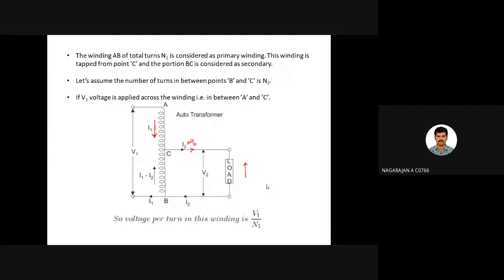Therefore, next is a comparison: how much copper we are saving in an auto transformer. Since it is very important to study the losses in a transformer, we are going to derive an equation. What is the amount of copper we are going to save in an auto transformer? Look at the first point. The weight of copper of any winding depends on its length and cross-sectional area.